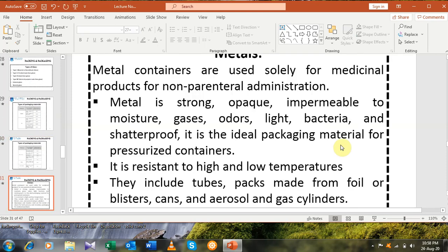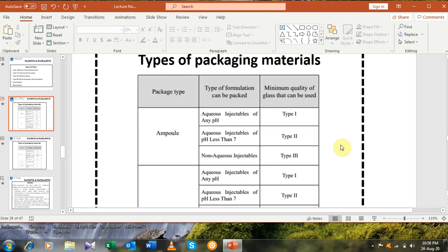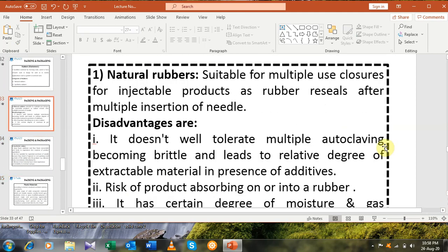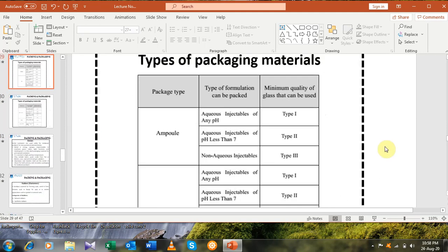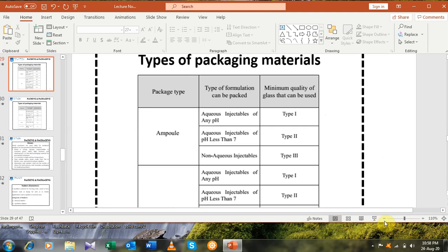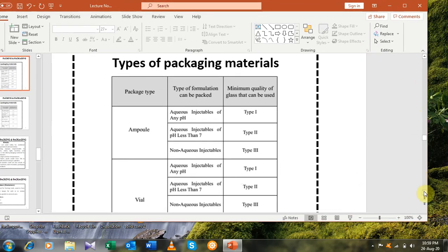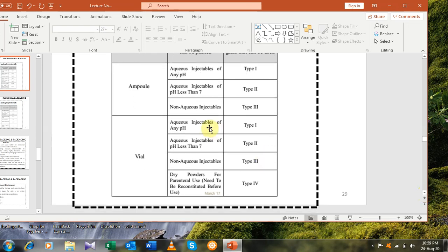Similarly, you can see the others. The first one was for the packaging, and then we will select for the vial, that is aqueous injectable of any pH, type 1 again, and aqueous injectable for pH less than 7, type 2, and non-aqueous injectable. If we have a vial, the vial composition should be of the type 3.